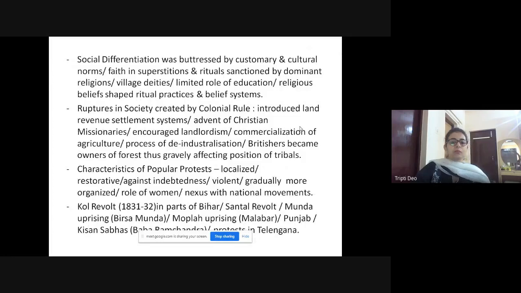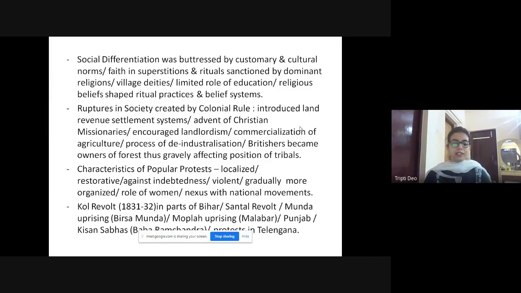So social differentiation was buttressed by customary and cultural norms, faith in superstitions and rituals sanctioned by village deities. Social differentiation within a village or an urban setup was also determined by the way superstitions and rituals worked, by the limited role of education, people being ignorant, by village deities and religious beliefs that shape their belief systems. All of this was already there, but there were many ruptures created by colonial rule, and that's the second point of the slide. It was introduced because of the land revenue system, the advent of Christian missionaries, the encouragement that the British gave to landlordism, commercialization of agriculture, and deindustrialization. All of this resulted in a severe rupture, a severe dent on society.